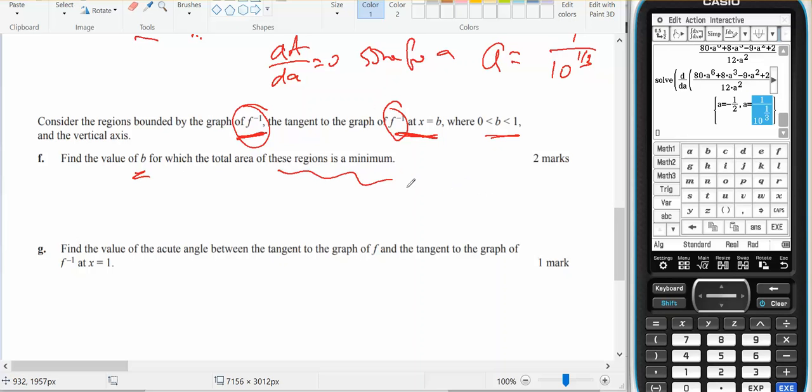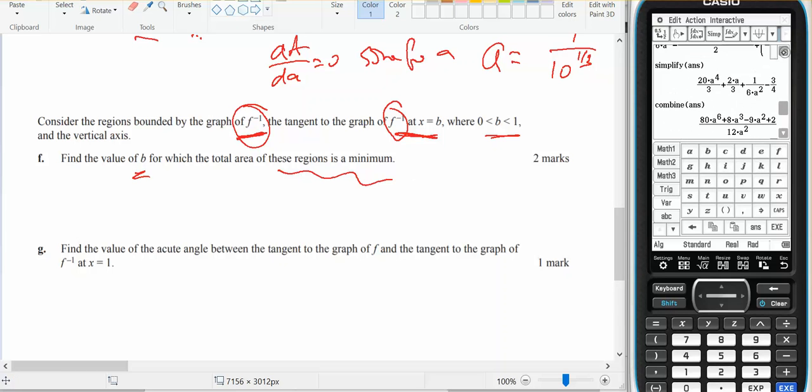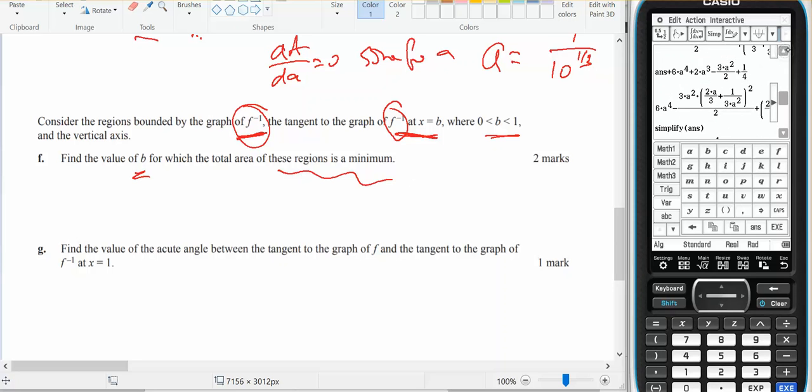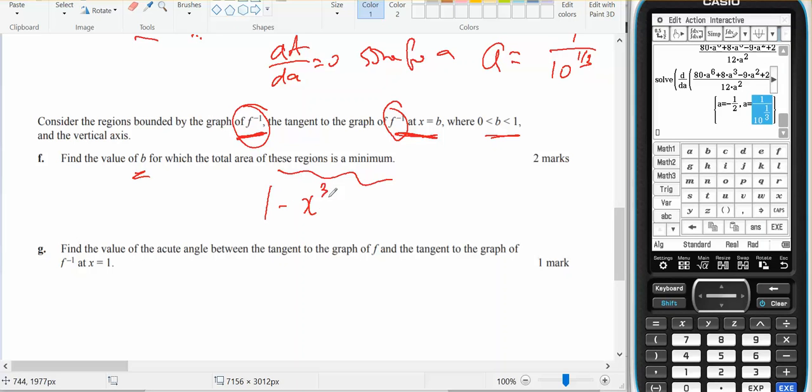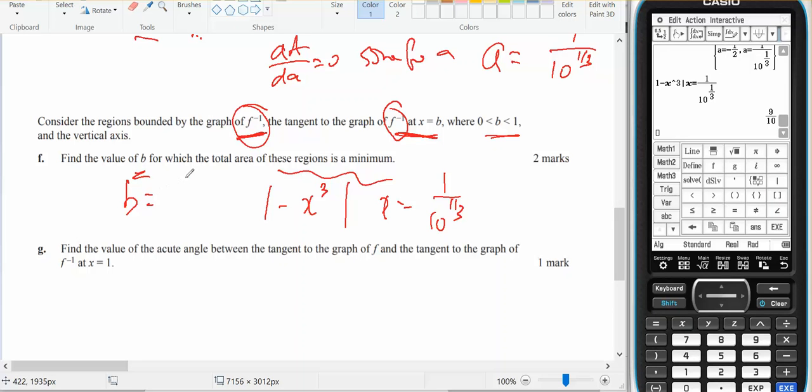So if I consider the y value of 1 minus x cubed given x equals 1 on 10 to the power of 1/3, that's going to give you that b value. So I'm going to have 1 minus x to the power of 3, given x equals this. Then b is going to equal 9/10.